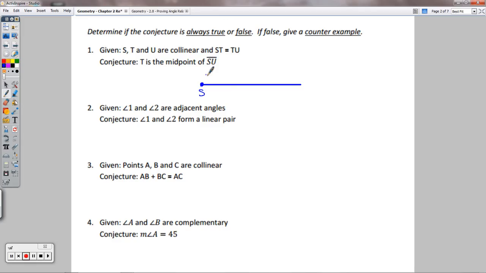The only way for that to happen is if T is right in the middle. You couldn't have T over here and then U here, because then ST, from there to there, would not equal TU. It wouldn't be the same length. If they're collinear, they have to be on the same line like they are here, and since they're equal, I could put a tick mark here and here. So based on what I have there in the picture, this was the only way I could draw something based on the given information up here.